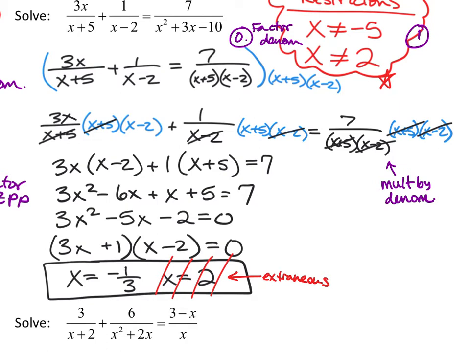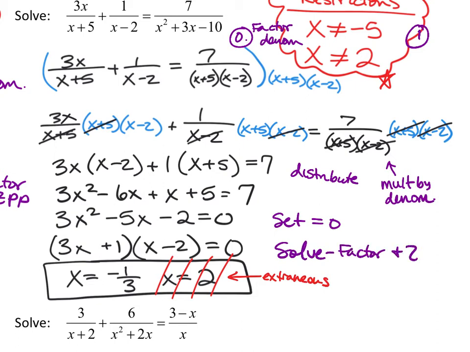So then all we have to do is distribute. Then we set it equal to 0. And then we solve, again, by factoring, and then the zero product property. Then the very last thing you have to do is check for extraneous solutions, which you just have to look back up at what you started with as your restrictions, because that would potentially make one of your answers an extraneous solution.